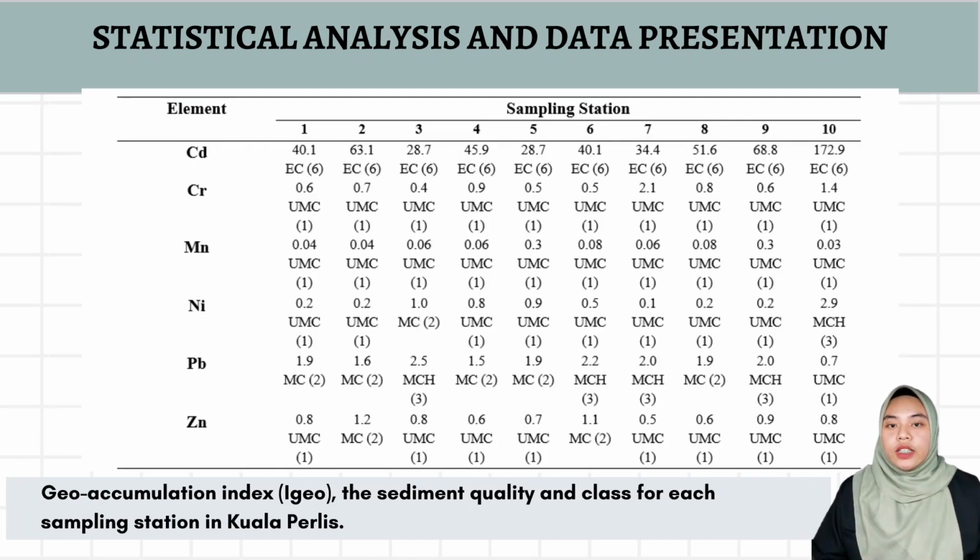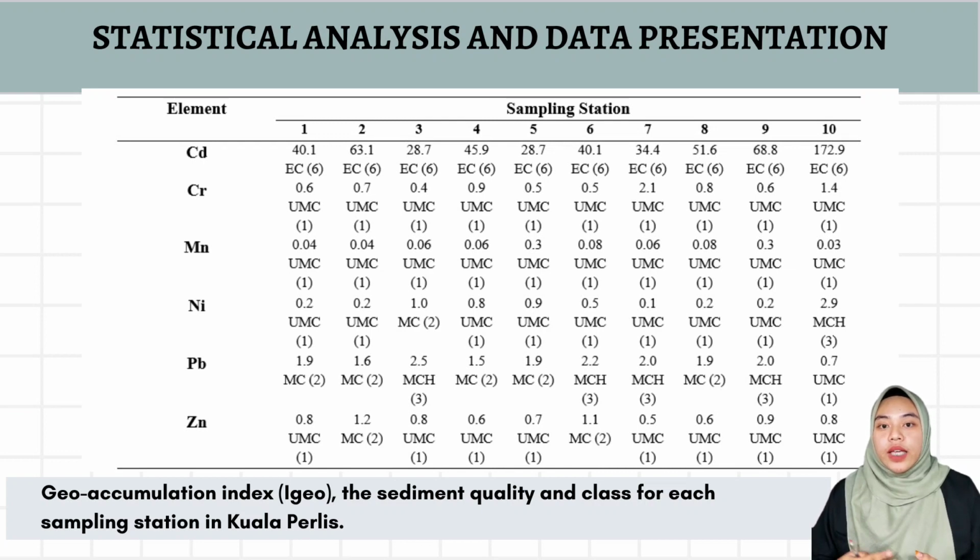For geoaccumulation index, also known as IGEO, IGEO value shows that most of the heavy metals at all study locations were categorized as class 1, which has an IGEO value between 0 and 1. On the other hand, cadmium has a different range throughout the entire sampling location and is categorized as class C with an IGEO value greater than 6.